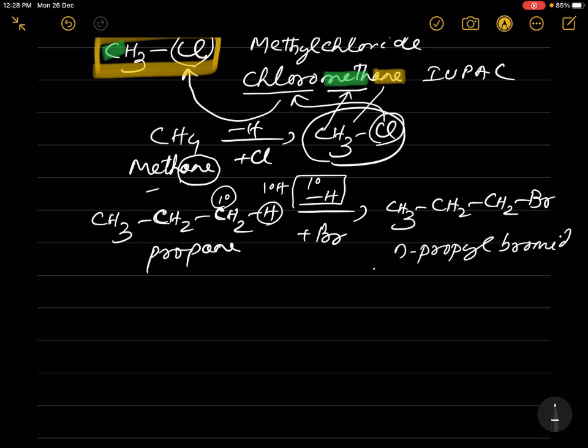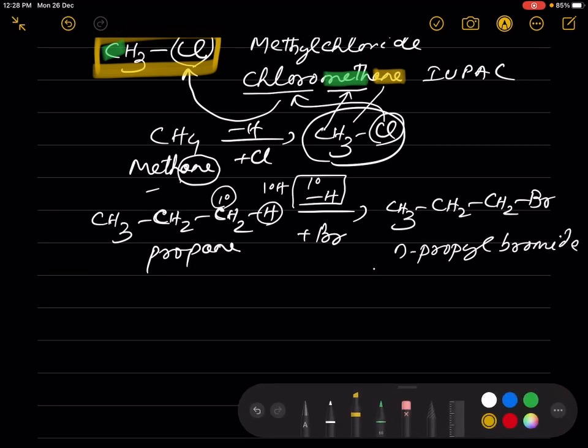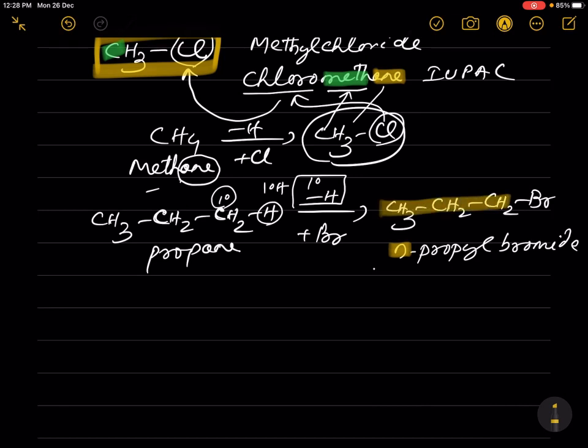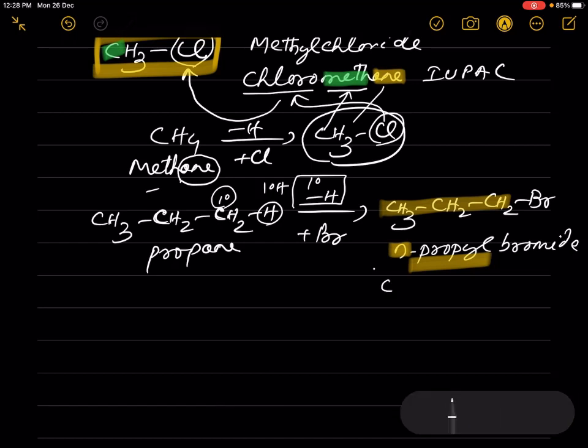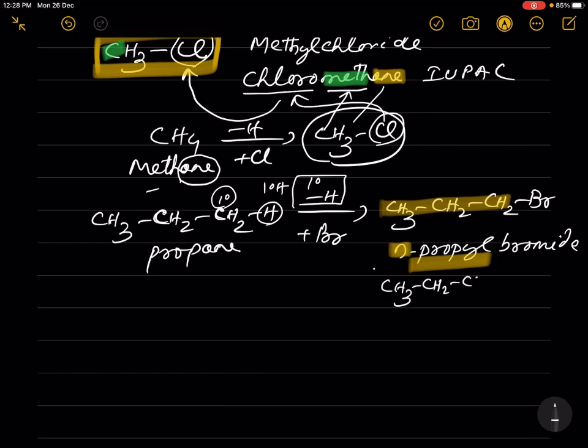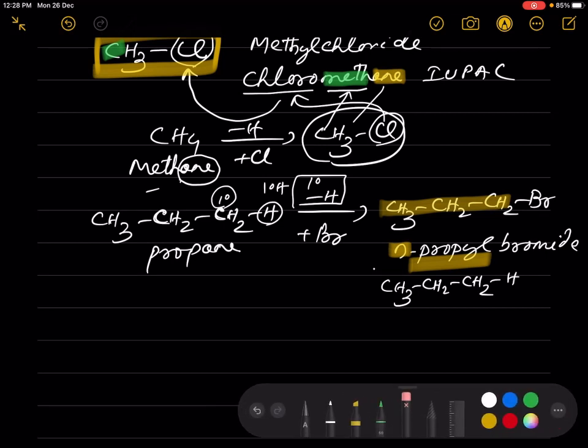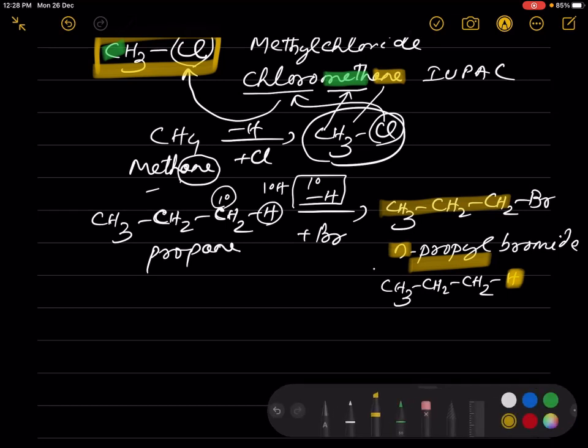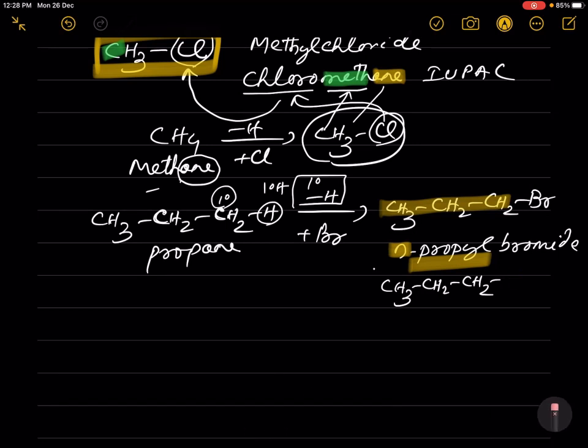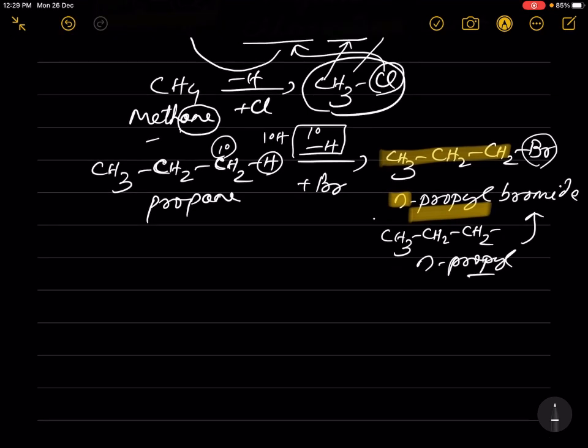What do you mean by n? n means straight chain. Propyl means this is an alkyl. Why alkyl? You see, in propane CH3CH2CH3, this H is removed. So you are getting n-propyl. Why n? Because this is a straight chain. Bromide means bromine is there. And this is an alkyl halide.